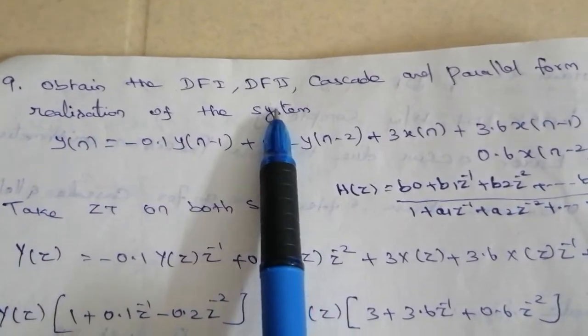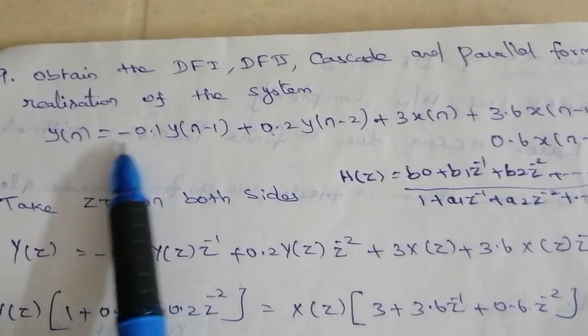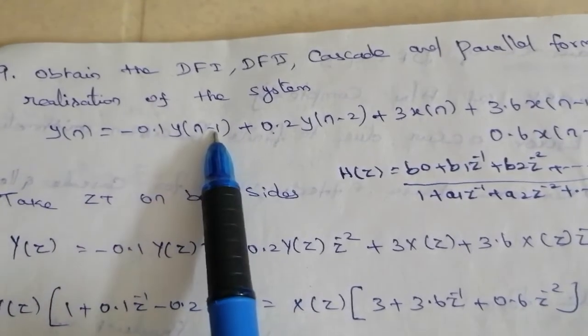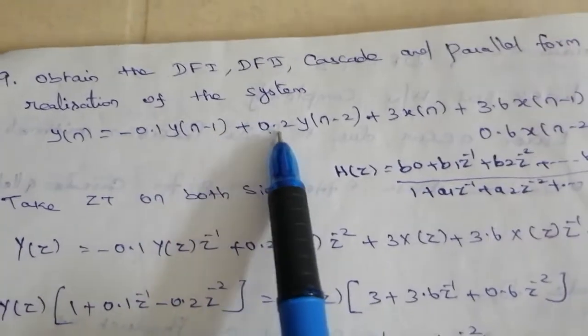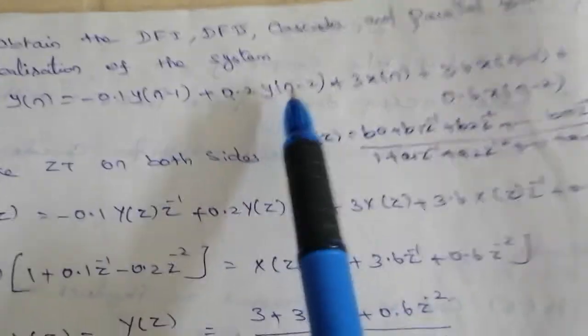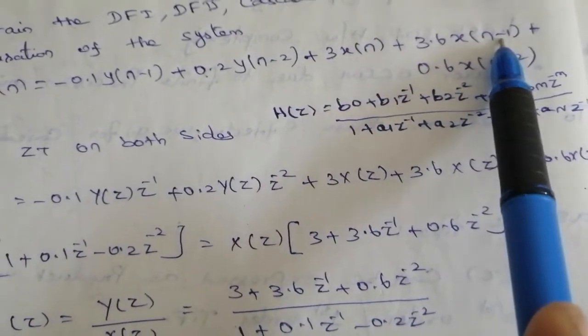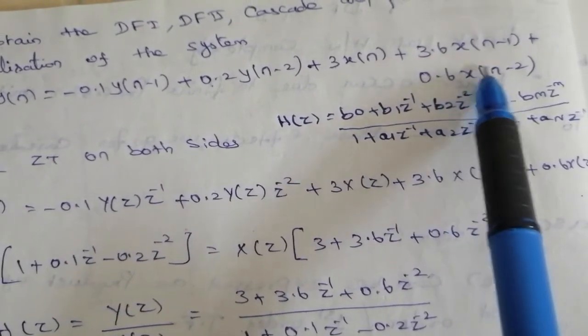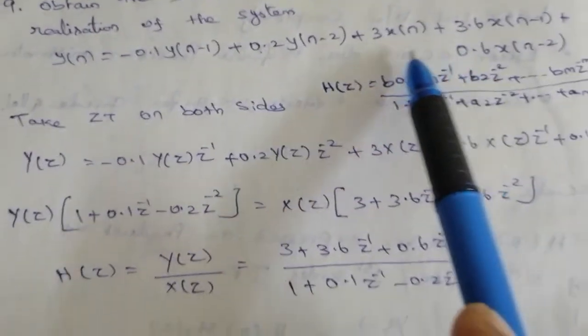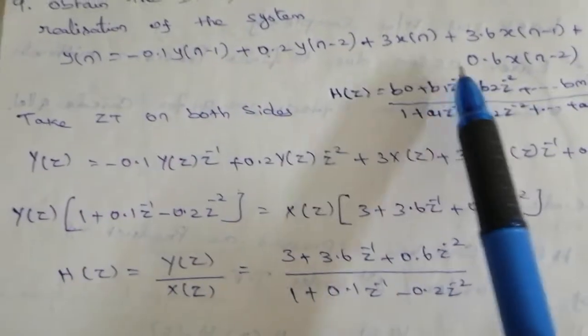Realization of the system is given as y of n equal to minus 0.1 y of n minus 1 plus 0.2 y of n minus 2 plus 3 x of n plus 3.6 x of n minus 1 plus 0.6 x of n minus 2. So this is the question.